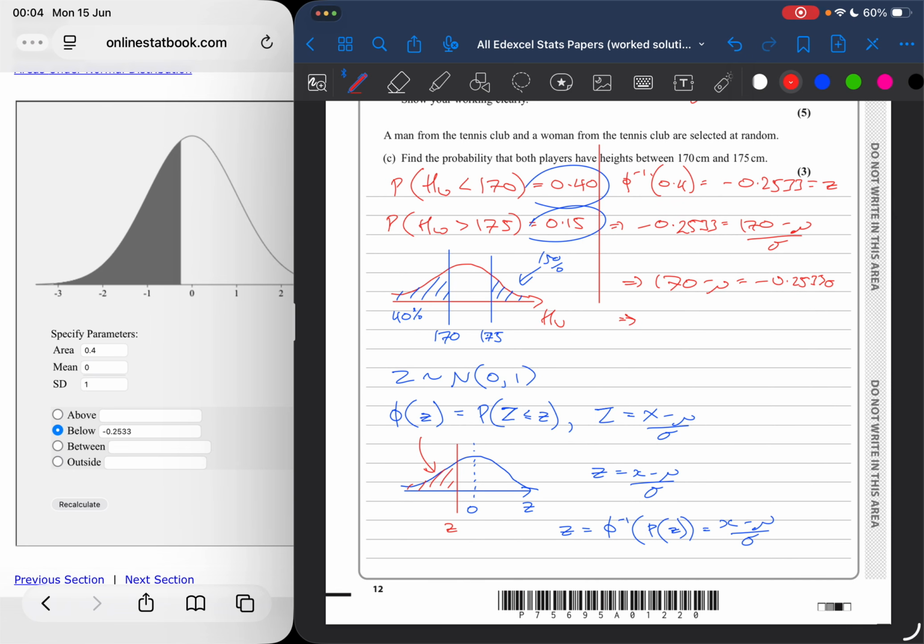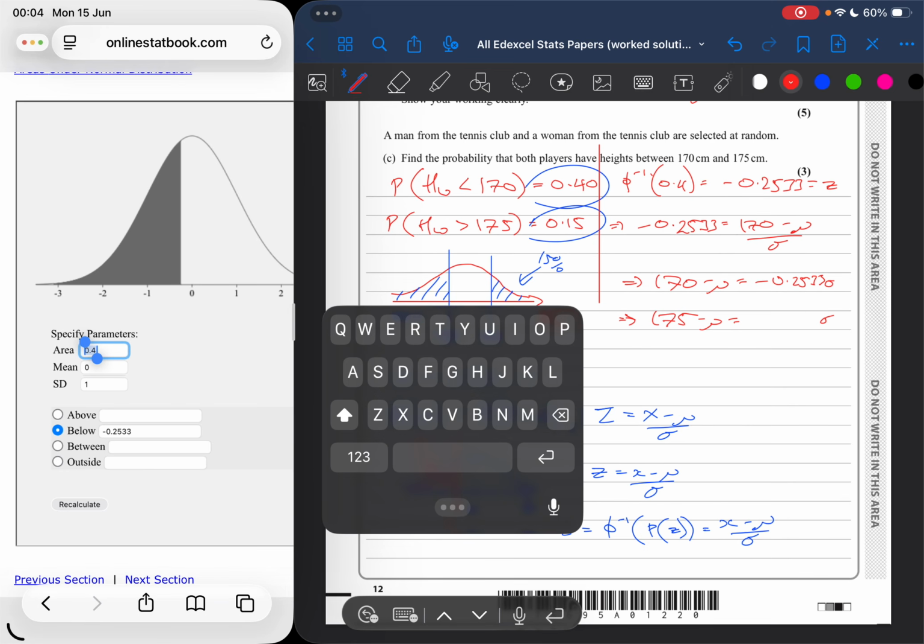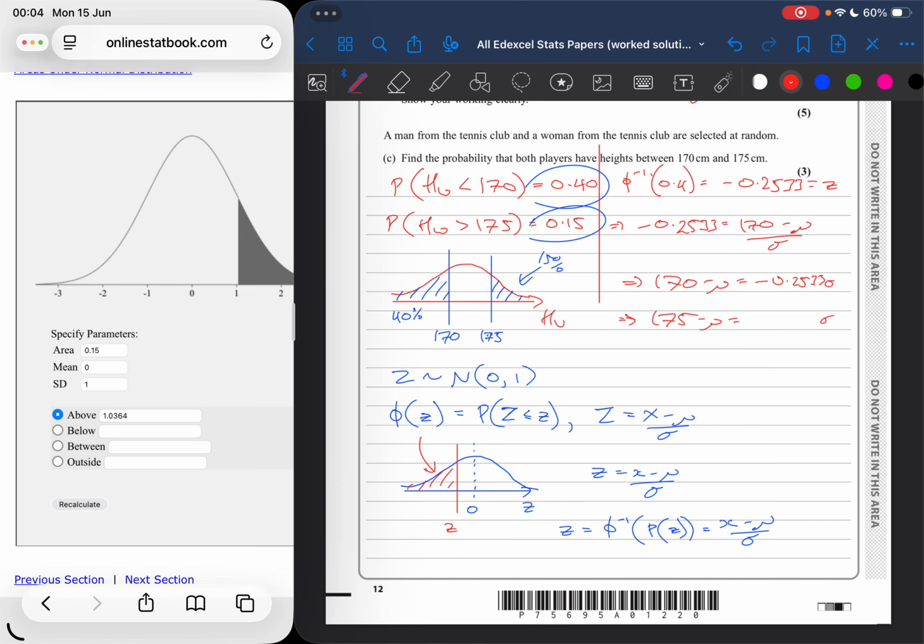Similar thing then for the other one. You can see where the numbers end up being. We have 175 in there, minus mu is equal to some amount of sigma. And to do that, all we need to change is this number becomes 0.15, and we change this to be above. If you do it below, it's just the negative of it, yeah, symmetrical. So 1.0364 looks good to me.